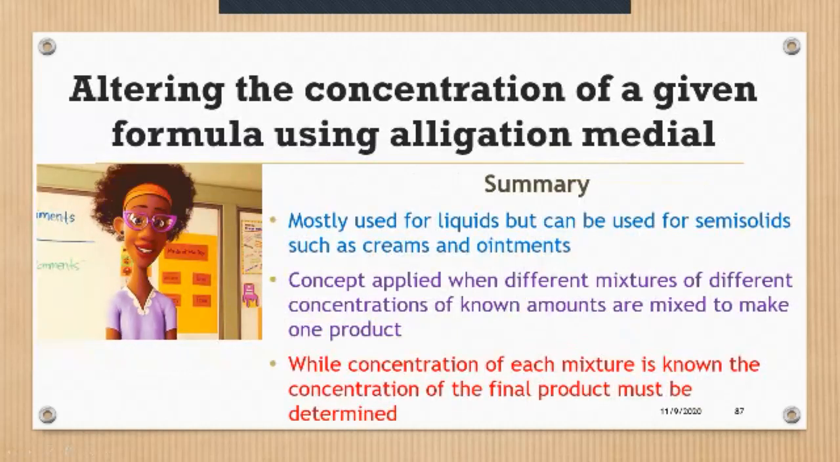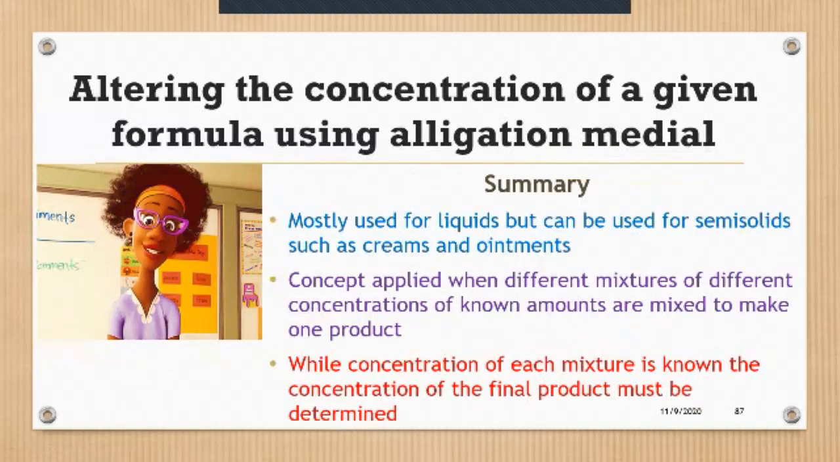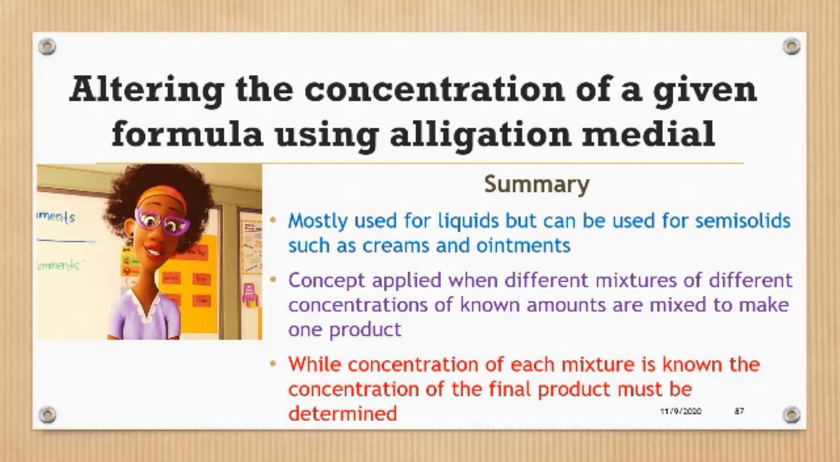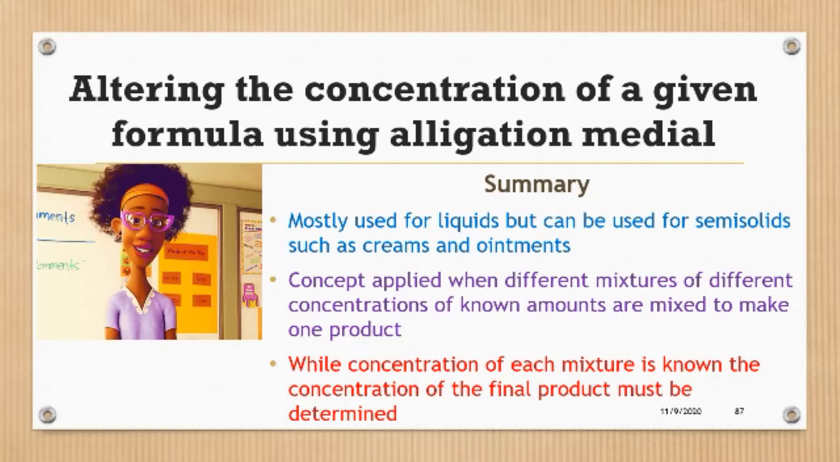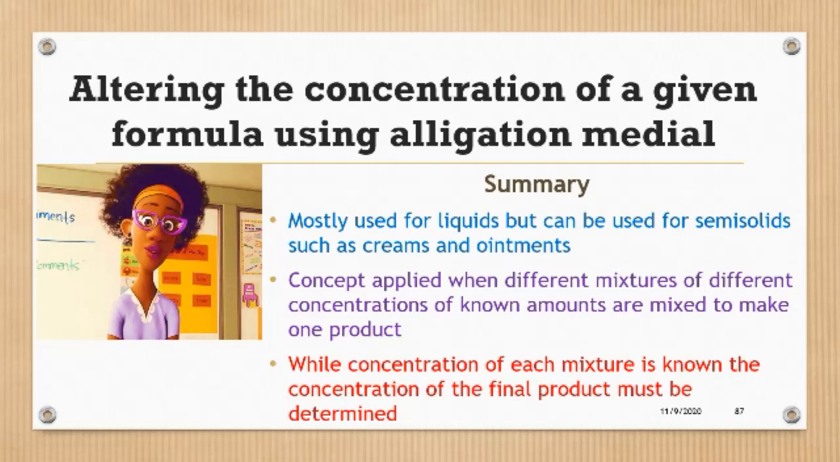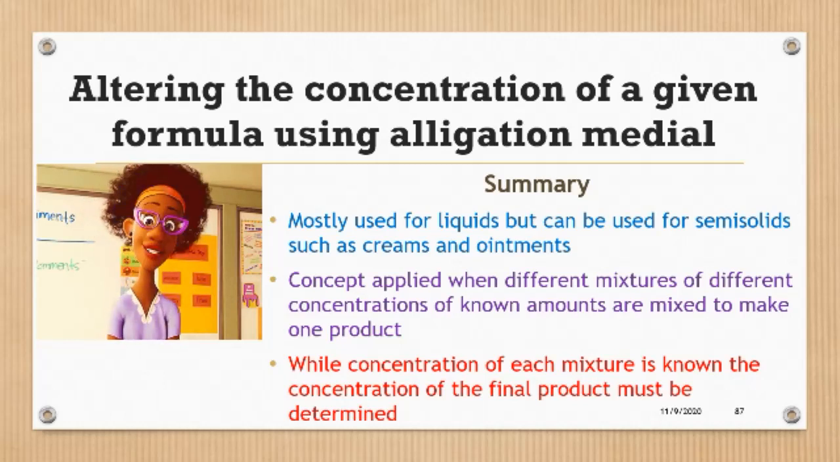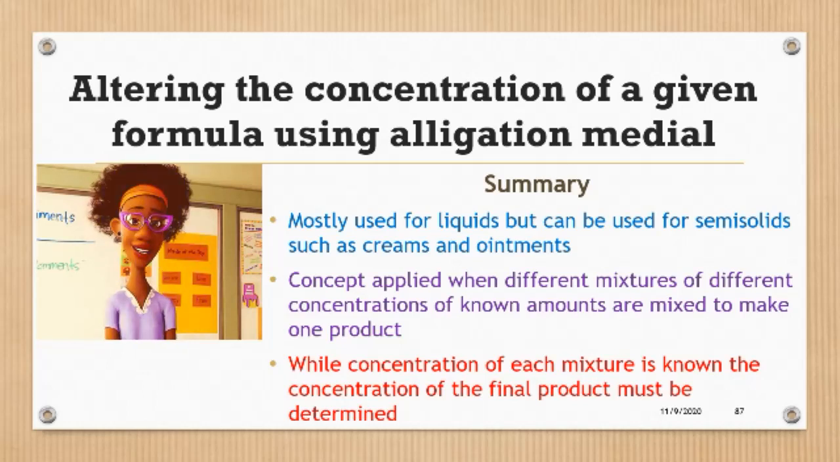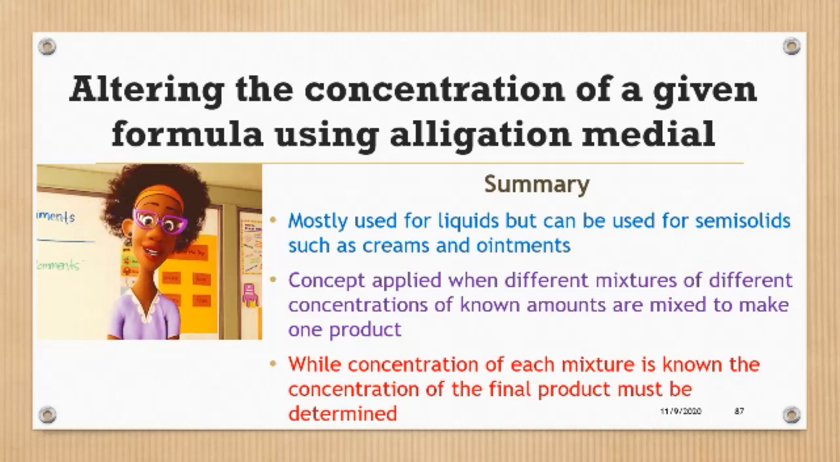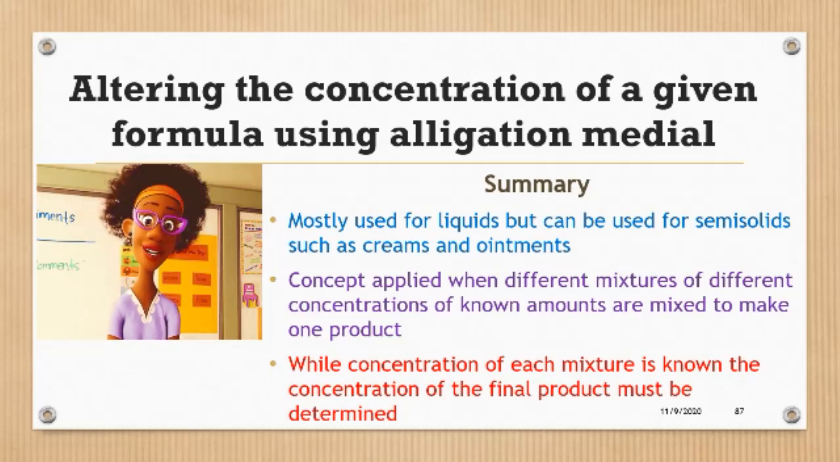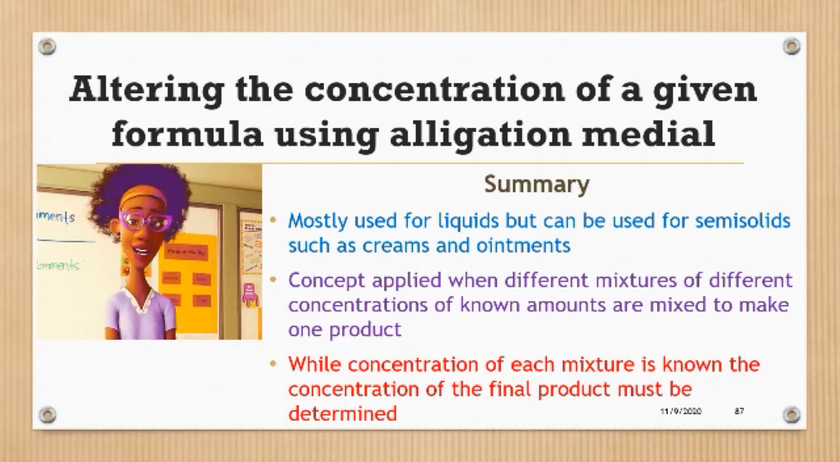So let's summarize. Alligation medial, you will see it mostly being applied to liquids, but it can be used for anything. It can be used for semi-solids such as creams and ointments. The concept is applied when different mixtures of different concentration of known amounts are mixed to create one product. And while the concentration of each mixture is known, the concentration of the final product must be determined. So remember those three mixtures that we mixed together, the non-alcoholic one and the other two alcohols, and we got 1700 mils. We know we get 1700 mils, but we won't know what the concentration is. We'll have to determine it.